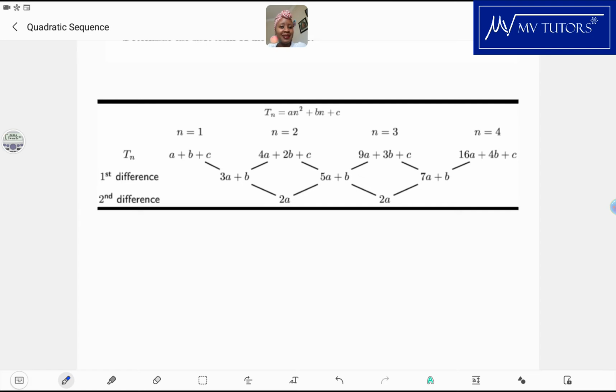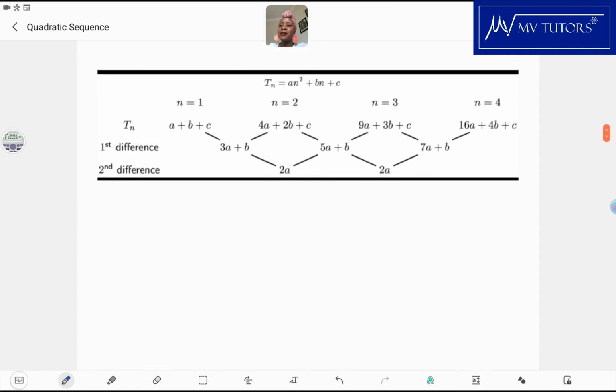So what is a quadratic sequence? A quadratic sequence is a sequence that has a common difference in the second row. This is the first row, or we say the first difference, and that is the second row, which we call the second difference. All right, so I'm just going to write down what a quadratic sequence is.